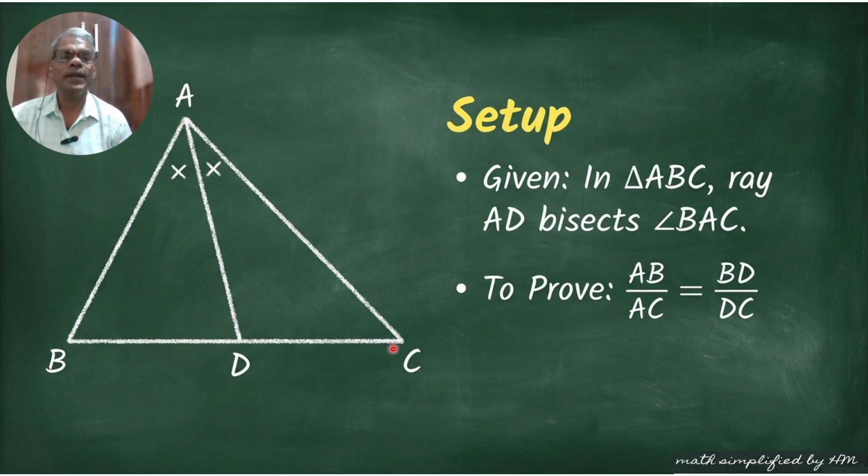What we need to prove is that the ratio of the split base BD upon DC is exactly equal to the ratio of the remaining two sides of the triangle ABC, that is AB upon AC. So we have to prove AB upon AC is equal to BD upon DC.